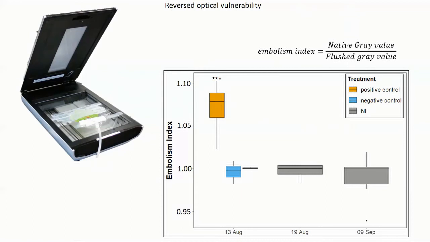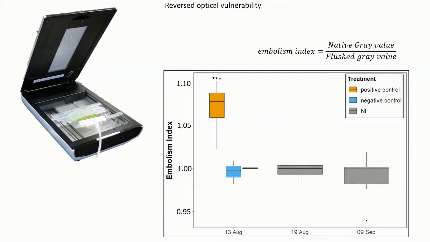This is how we normally see cavitation. The reversed optical vulnerability is when we bring a leaf to the lab, and if it had cavitation, we see the exact opposite phenomenon. How? We put it on the scanner, we image it, and then we flush out the gas bubbles by applying a strong positive pressure of water. That flushes out the gas bubbles, and then we image it again.